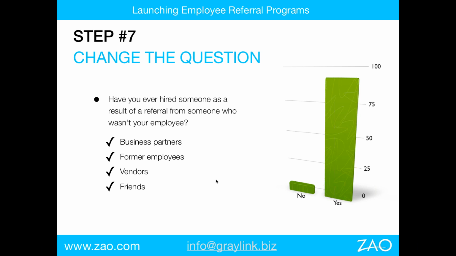Whether you use Zao, which helps automate this whole interaction, or not, that second degree and former employee network is extremely useful. When companies do turn on this feature with Zao, we see referrals growing by 60%. So that could have a major impact on your program.